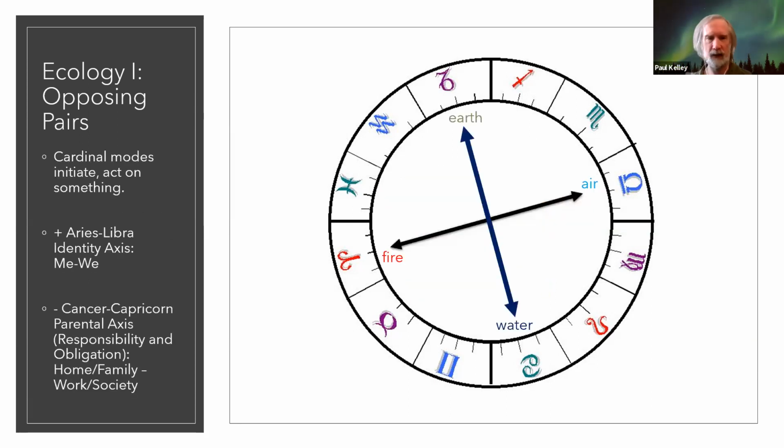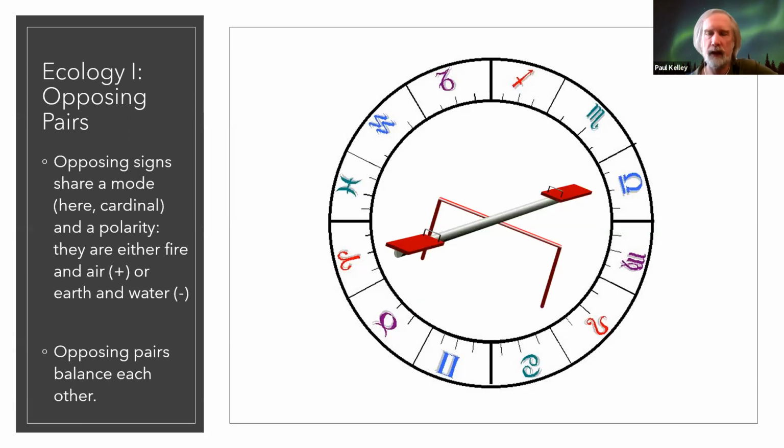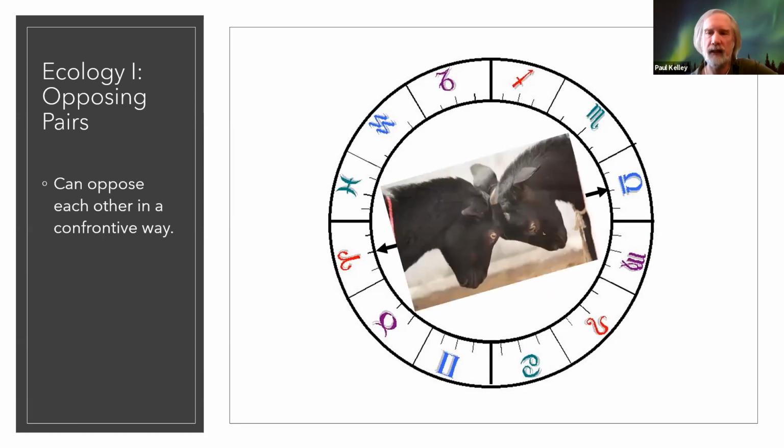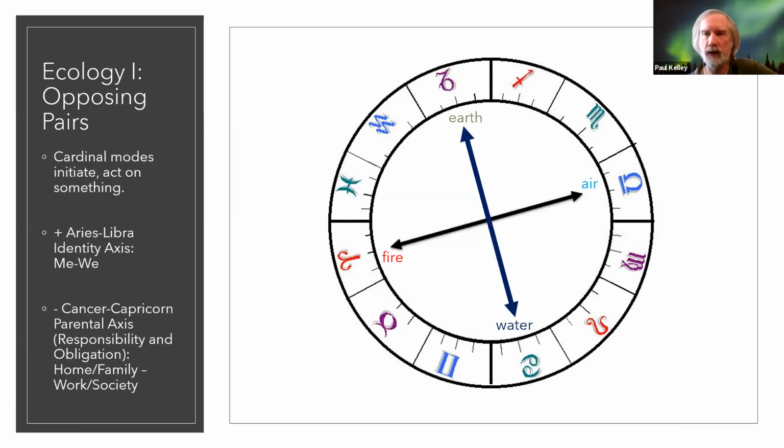So back to our example. Each opposing pair is like a seesaw, or it's like a coin, and you have to recognize that. So what kind of a coin is the Aries Libra axis? It's an identity coin. And we go from one end, which is me oriented, to the other end, which is we oriented.